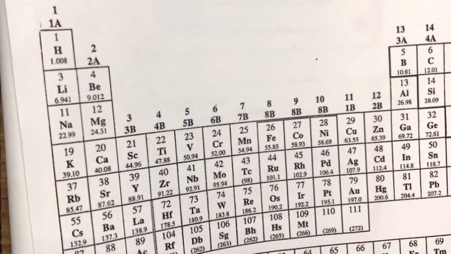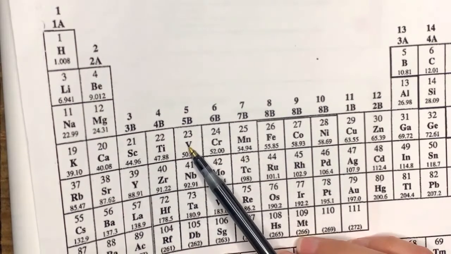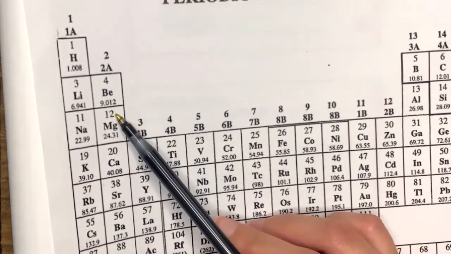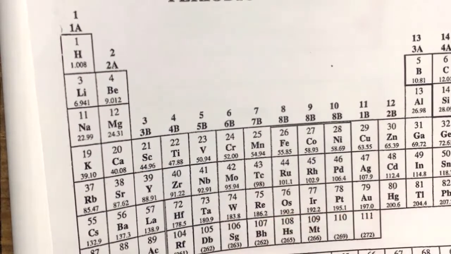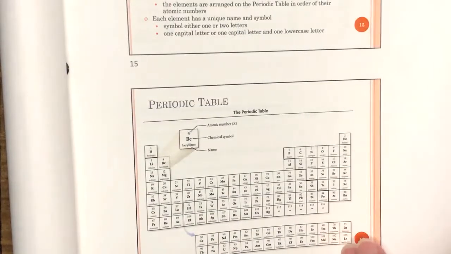The number itself, the number of protons, tells you what the element will be, okay? If it's got 23, it will be this guy. If it's got 12 protons, it will be this guy, okay? So let's keep going.